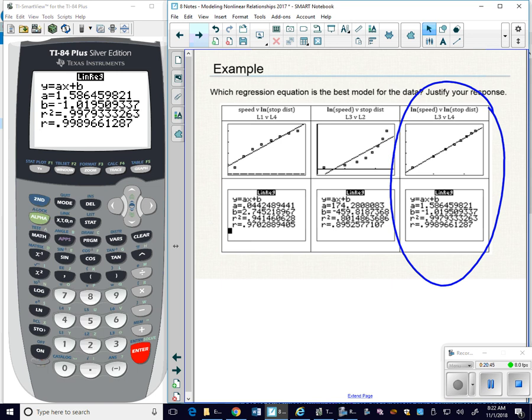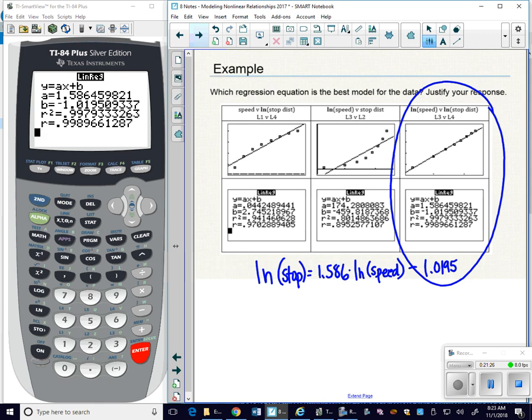And so where it gets a little tricky now, if this is my equation, the natural log of the stopping distance is equal to 1.586 times the natural log of my speed minus 1.01, and I'm going to keep the 9.5. So this is my equation, right? I have the natural log of the stopping distance equal to 1.586 times the natural log of the speed minus 1.0195.